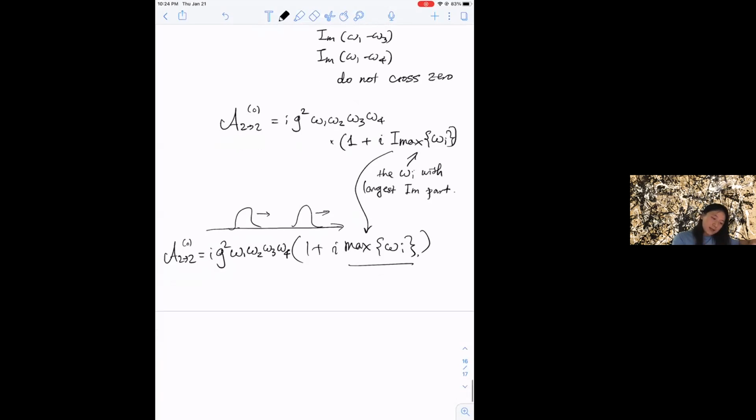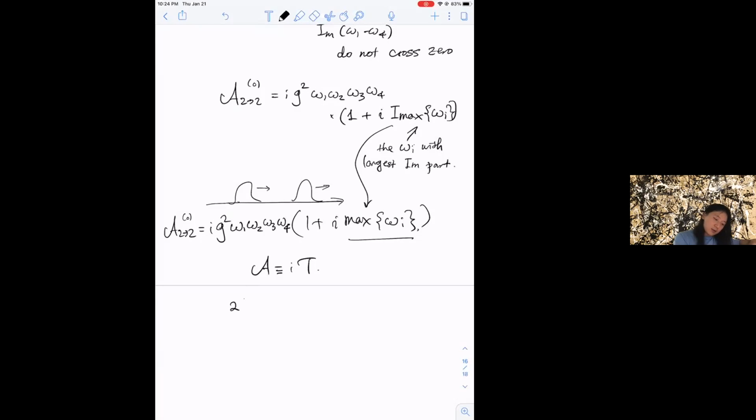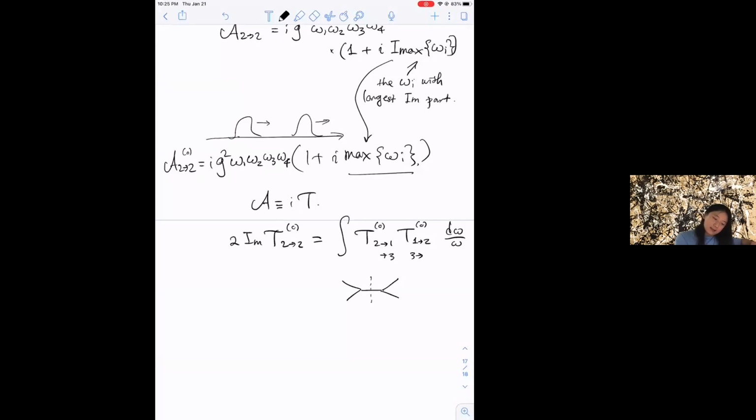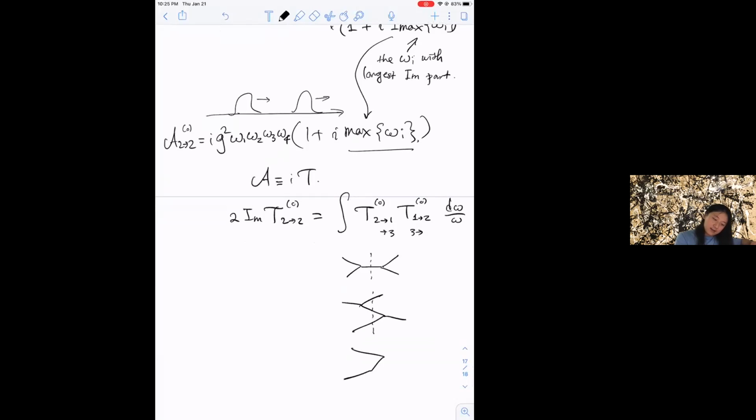So for example, if you write A to be i times T, the usual optical theorem would be, let's say, 2 times the imaginary part of T, say the 2-to-2 amplitude, is going to be the integral of T 2 to 1, T 1 to 2, as well as T 2 to 3, T 3 to 2 at tree level. So d omega over omega, where omega labels one of the energies in the intermediate states. So for example, the right hand side corresponds to unitary cuts like this, or cuts like this, or cuts like this.